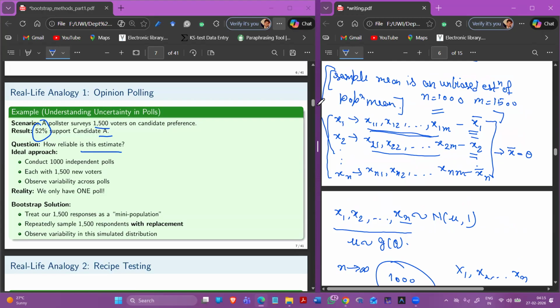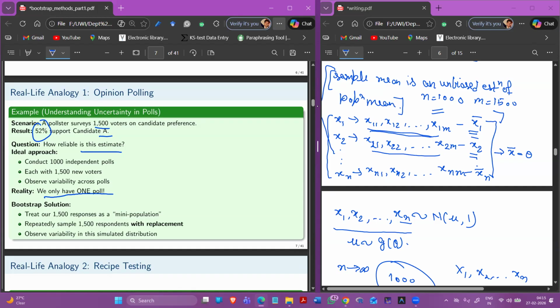Yes. Do we really do this? What we do is we have only one poll. We just take 1,500 samples and we decide whether they are going to prefer candidate A, candidate B, candidate C, and others like that.